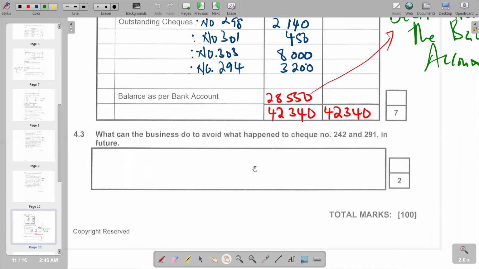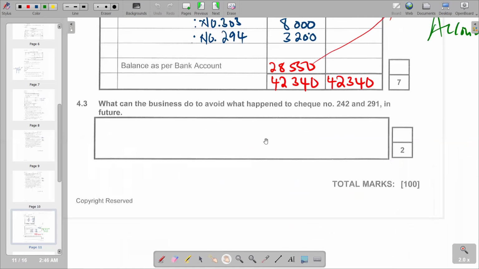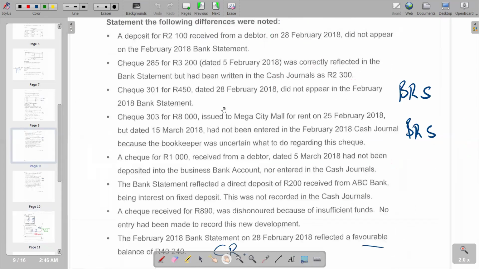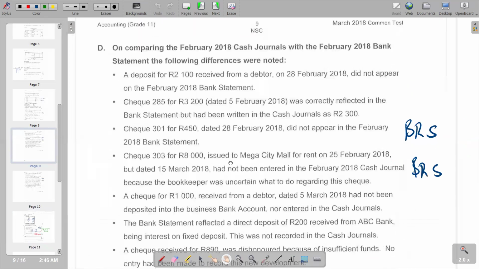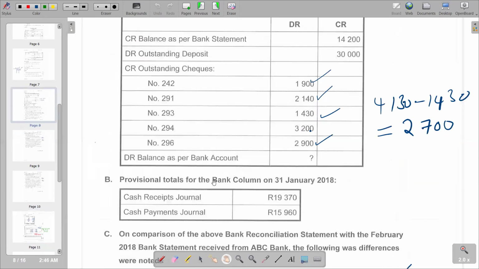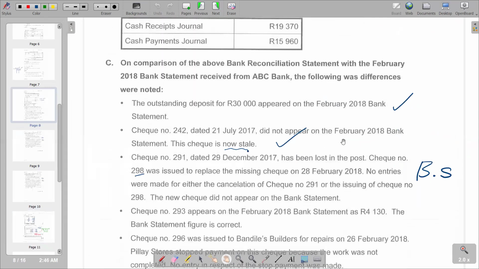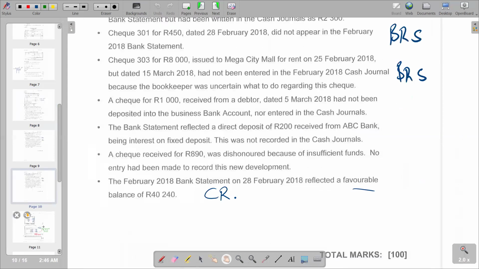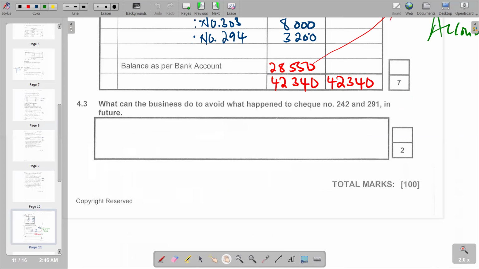So we go to 4.3, where we say what can the business do to avoid what happened to check numbers 242 and 291 in the future? For 242 and 291, we refer back to see what transpired. 242 did not appear on the February 2018 bank statement. The check is now stale. 291 was lost. For the issue of being lost, obviously we can encourage the use of EFTs so that we avoid the issue of being lost.